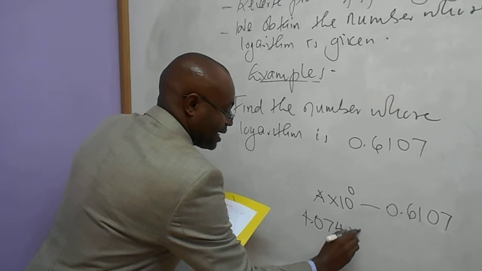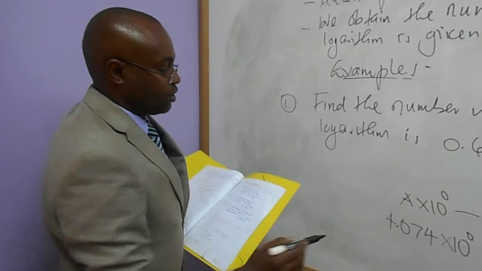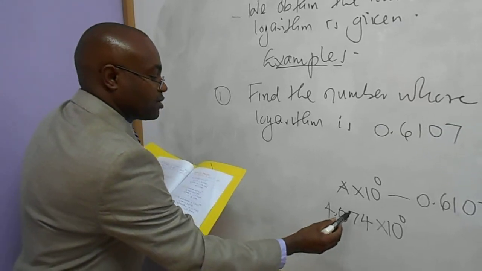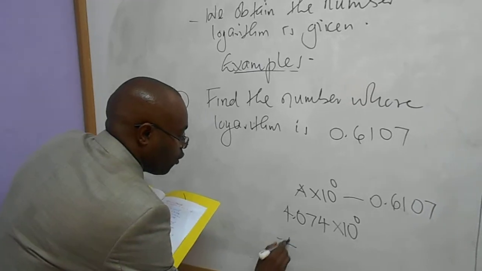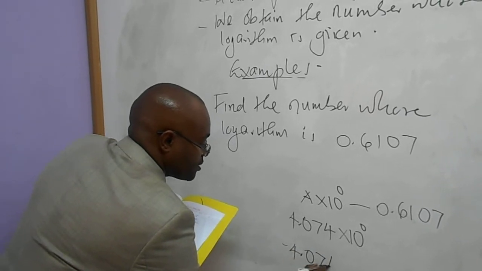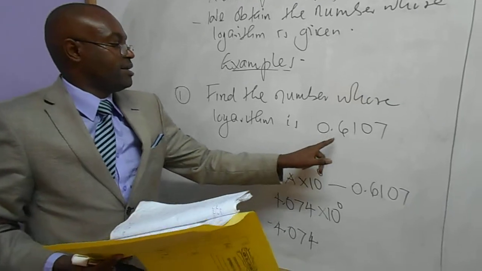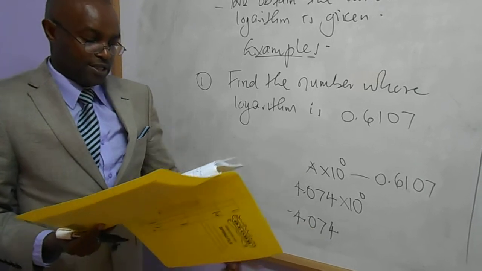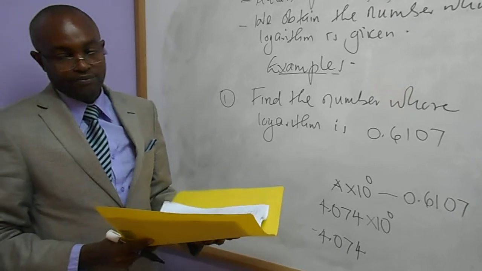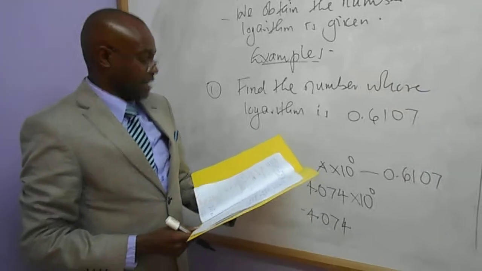So we have 4.074 times 10 to power 0. 10 to power 0 is 1. So it means 4.074 times 1, the answer is 4.074, meaning the number whose logarithm is 0.6107 is 4.074. So through that, you are able to get the antilog.